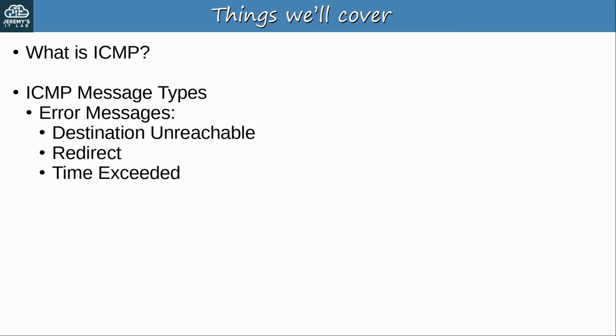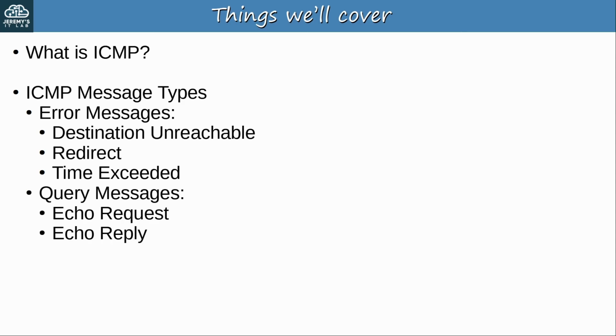First, we'll look at a few messages in the error category: Destination Unreachable, Redirect, and Time Exceeded. Then, we'll look at a couple in the query category: Echo Request and Echo Reply. You should be familiar with the echo messages already. They're used in ping. Finally, we'll briefly look at ICMPv6. V6 doesn't mean it's the sixth version of ICMP, but rather that it's the version of ICMP used with IPv6.